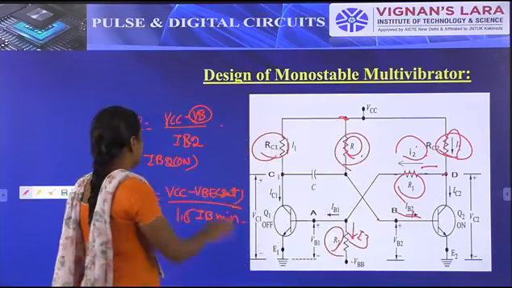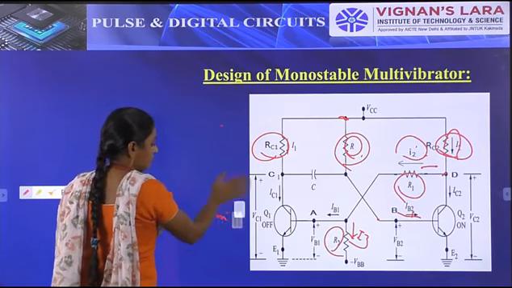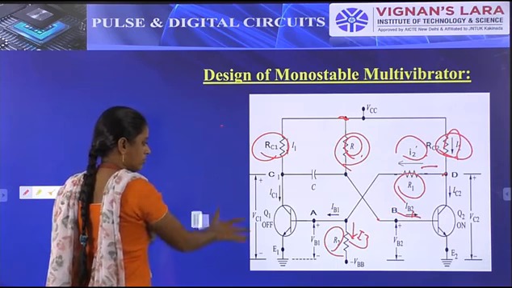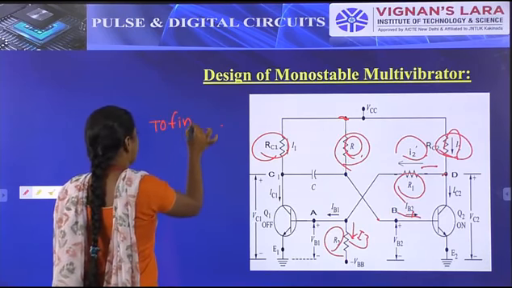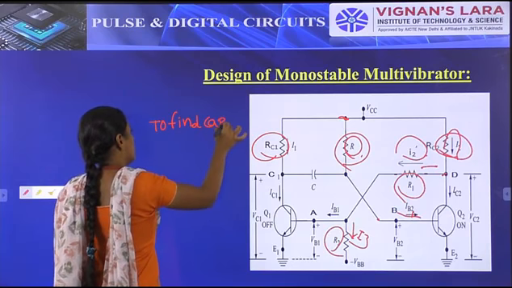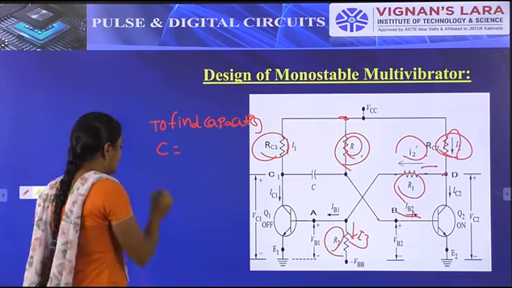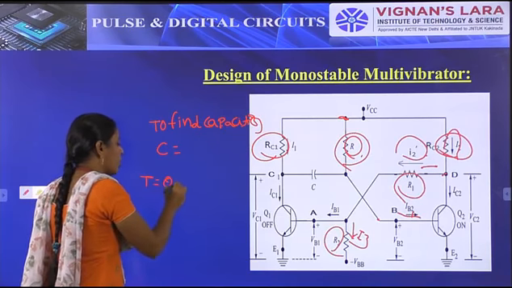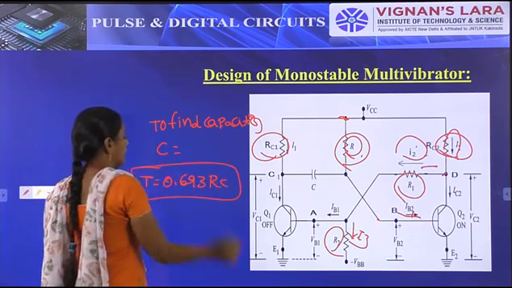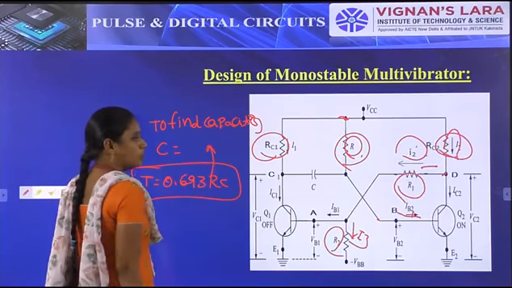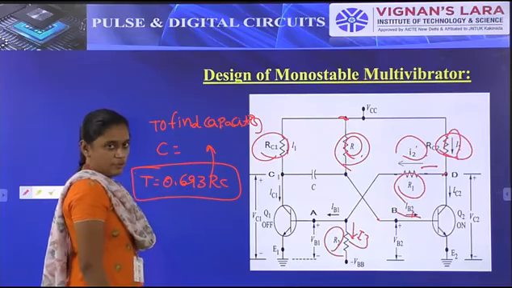Then we have to find the capacitor value. To find the capacitor C, as we know that the time period T is equal to 0.693 RC. From this, they give the time period and we get the resistor value from the previous step, so after that we get the capacitor value.